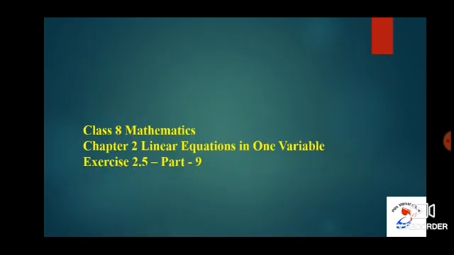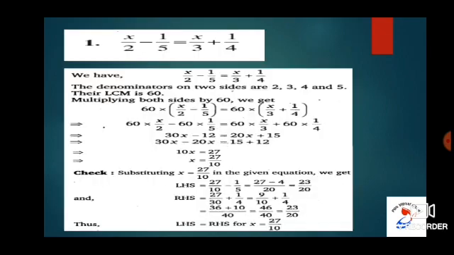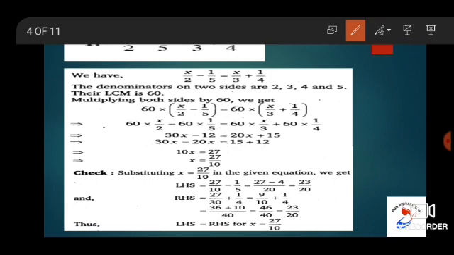This is part 9 on exercise 2.5 in chapter 2, linear equations in one variable. Here, problem number 1, you have to solve the following equations and hence check your result. Question number 1 is x by 2 minus 1 by 5 is equal to x by 3 plus 1 by 4. Now, we will see how to solve this problem.